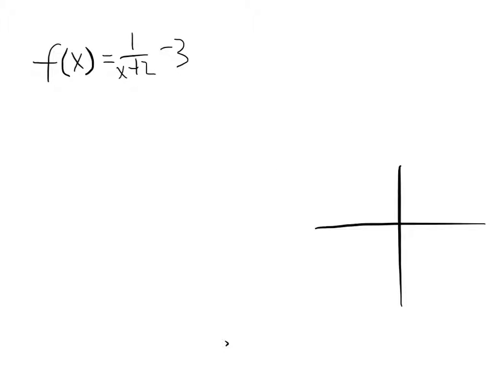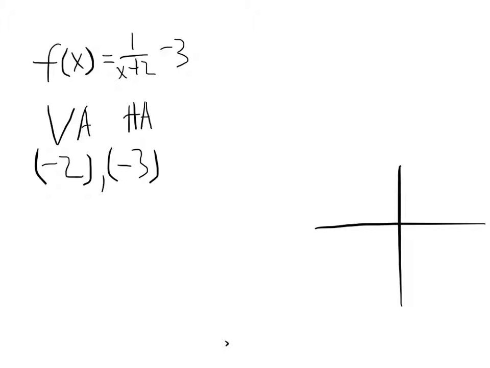Alright, so I'm Kyle, and we're going to do some parent functions. This is y equals 1 over x plus 2 minus 3. We are now going to find our vertical asymptotes and our horizontal asymptotes. We can already determine that these are -2 and -3 just by looking at them. Now we will graph them.